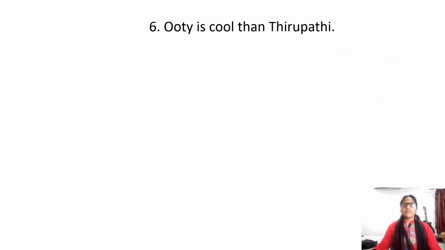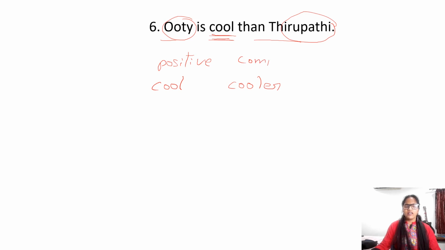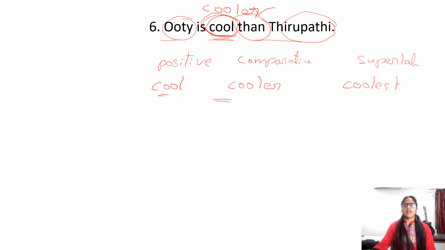Next one. Ooty is cool than Tirupati. Now the sentence is in comparative form, right? Ooty is compared with Tirupati. Here cool is a positive degree. Cooler is the comparative degree, and coolest is the superlative degree. As we know, the sentence is in comparative form because the word than is used, right? And we are comparing Ooty with Tirupati. So we need the comparative form of the adjective. What is the comparative form of cool? It is cooler. So the correct answer is: Ooty is cooler than Tirupati.